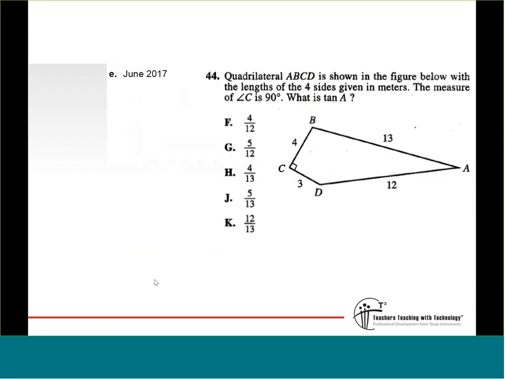Here, a quadrilateral wants to know what's the tangent of angle A. So again, let me give you about 20 seconds to think about this one. Might not be enough, but give it a shot. So my claim on this one is that if you know the Pythagorean triples, this problem is done very easily and quickly. And if you don't, you may never get this problem, okay?